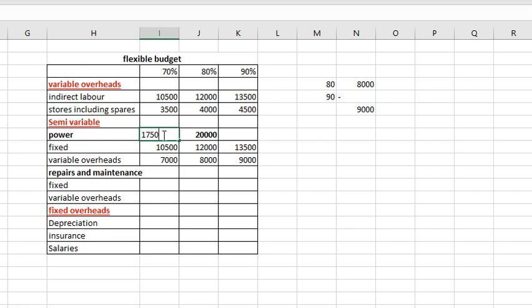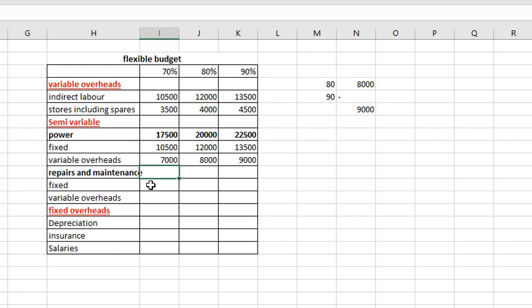17,500. So 17,500, and the total for your 90% is 22,500. So this is your total power semi-variable expenses. Next, your repairs and maintenance.